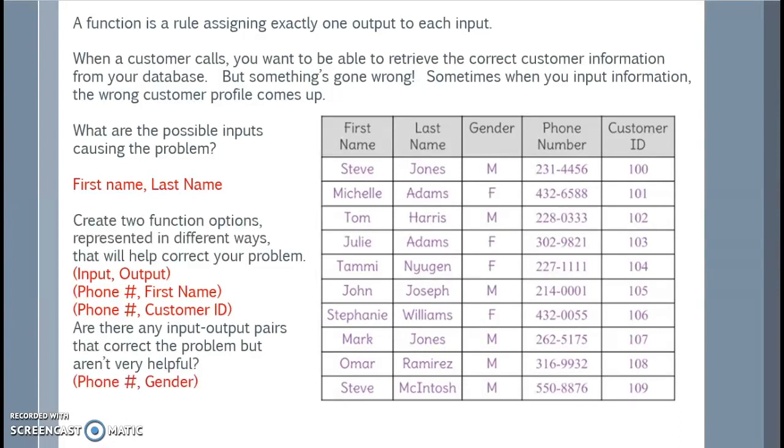However, if I were to use the phone number as the input, obtaining a gender may not be applicable because we don't know who it is associated with. A function defines a relation where each input has exactly one output value.